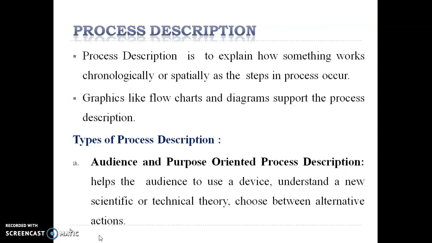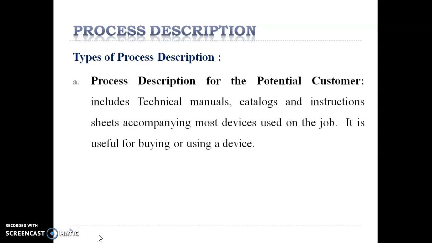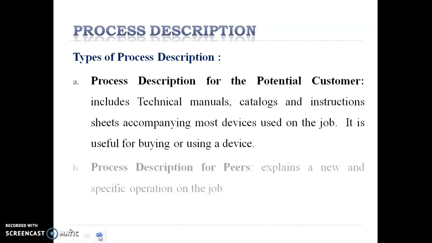First one is audience and purpose oriented process description. It helps the audience to use a device, understand a new scientific or technical theory, or choose between alternative actions. The second type of process description is for the potential customer. It includes technical manuals, catalogs, and instruction sheets which accompany most of the devices used on the job. It is useful for buying or using a device for a potential customer.